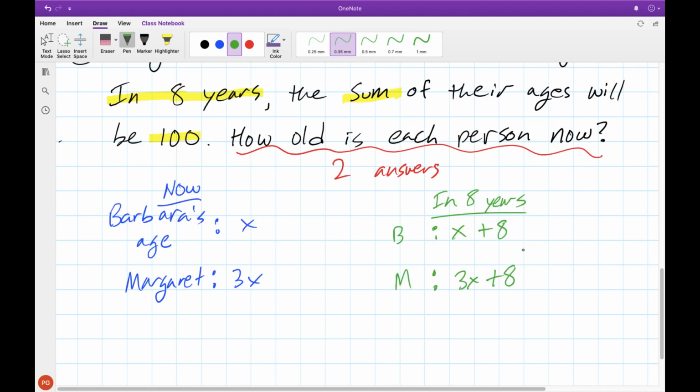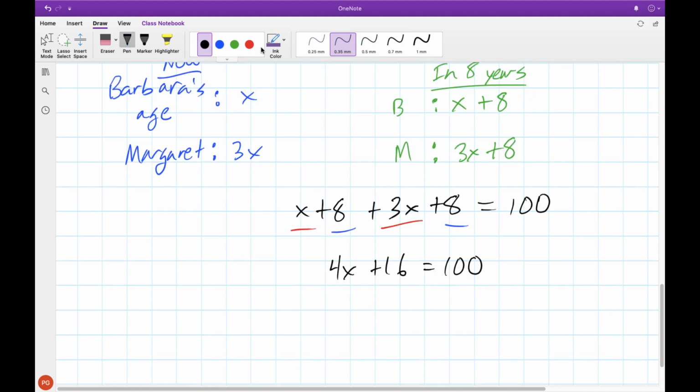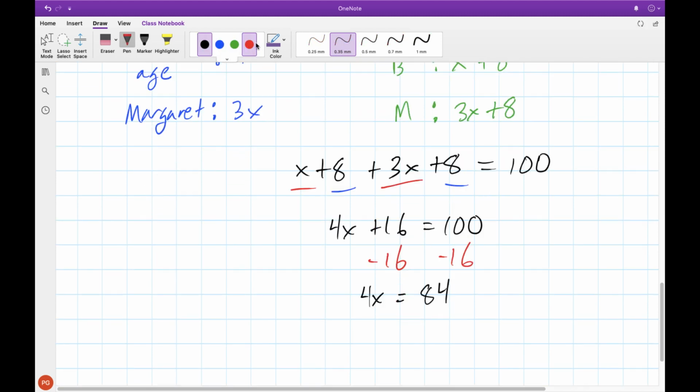And the information that we're told is that the sum of their ages in 8 years is equal to 100. So our equation is going to be adding up their ages in 8 years and setting that equal to 100. And now we've got our equation. We've got some like terms on the left-hand side here, so let's gather those up and simplify. Going to move all my numbers to the right side by subtracting 16, and then finally dividing by 4 to get my answer for x.